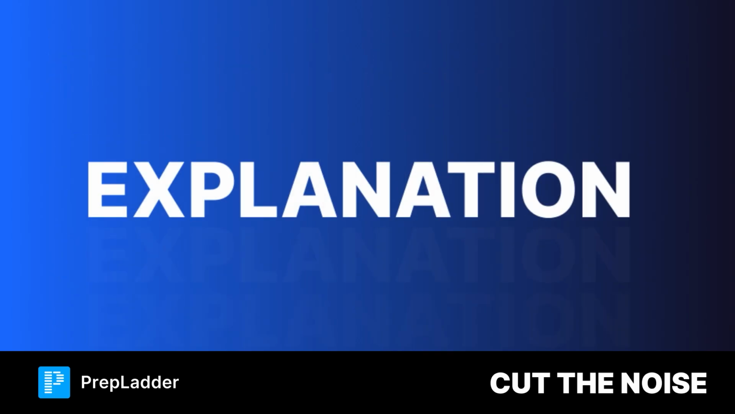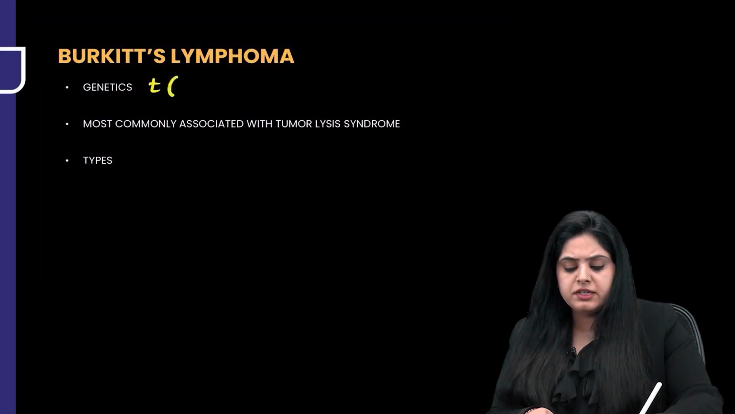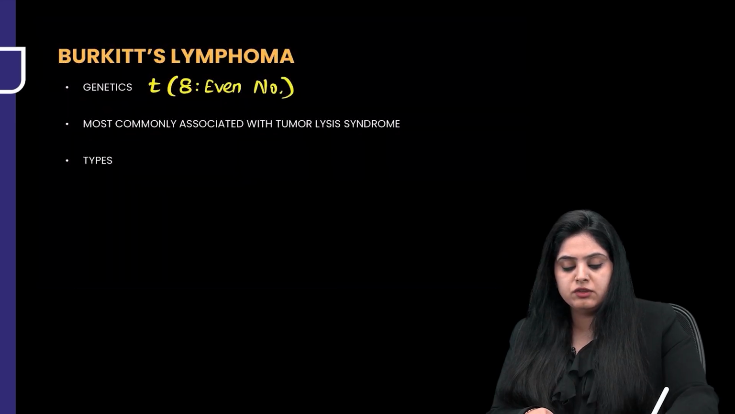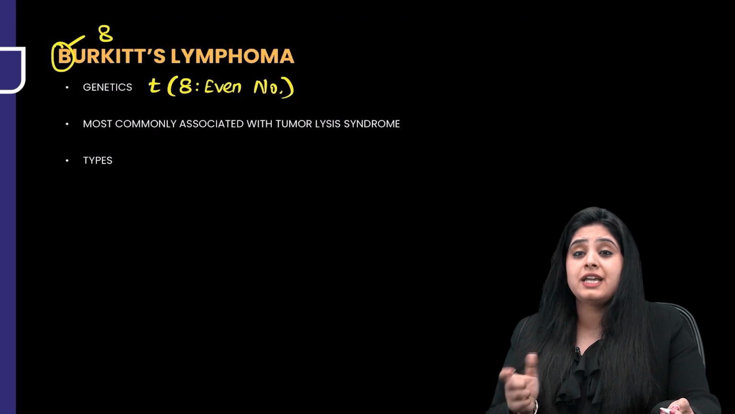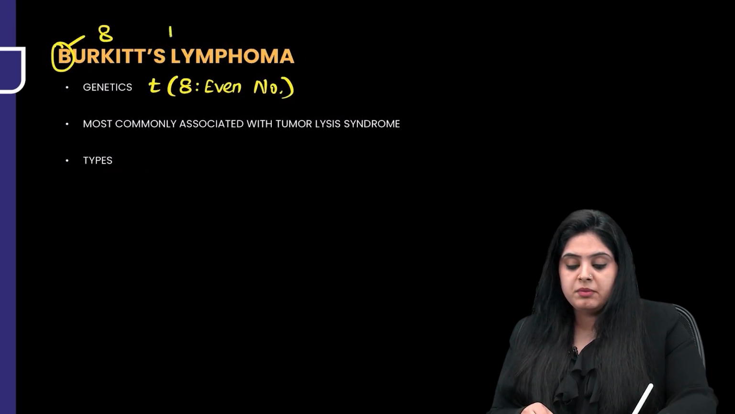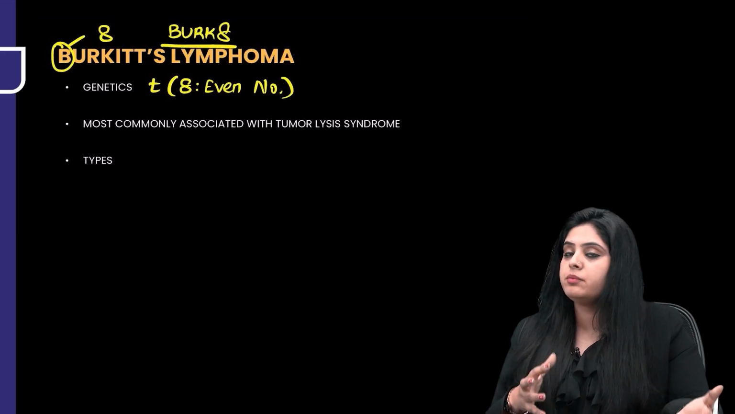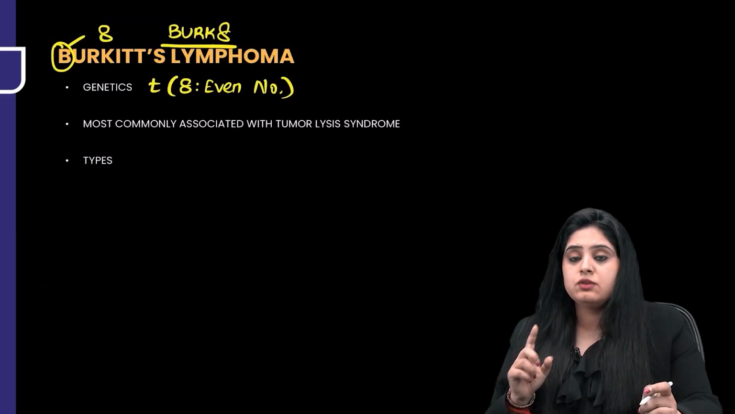Here is the explanation. The genetics is very simple. It's going to be 8 with some kind of an even number. Remember I told you Burkitt's begins with a B, and B looks like an 8. Many people also remember it as Burkitt, and that's also a way of learning it. So B for 8 or Burkitt, whatever suits you. 8 with an even number.